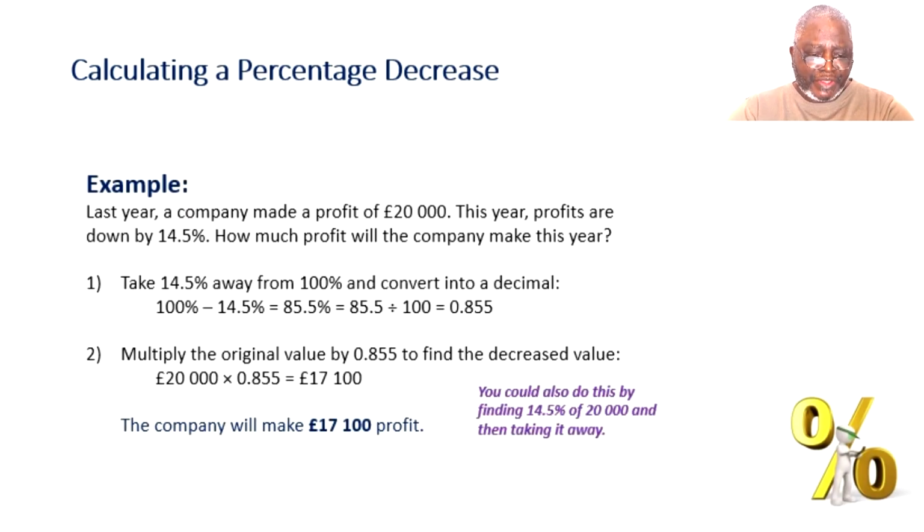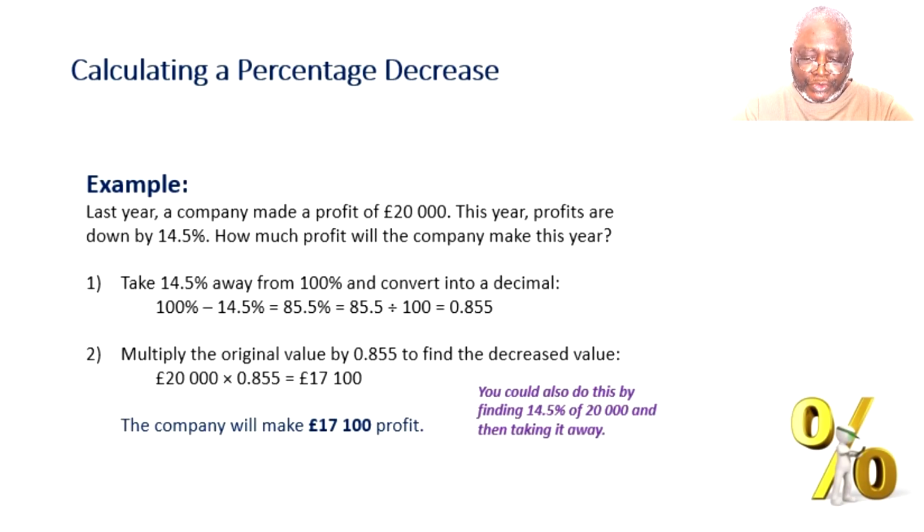Example, last year a company made a profit of £20,000. This year, profits are a bit down by 14.5%. How much profit will the company make this year? 1. Take 14.5% away from 100%, which will give you 85.5%. And then you divide that by 100 to get 0.855. Multiply 20,000 by 0.855 and you will have 17,100 profit for this year.